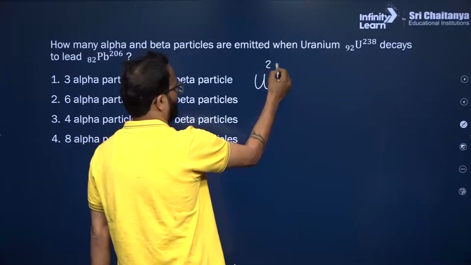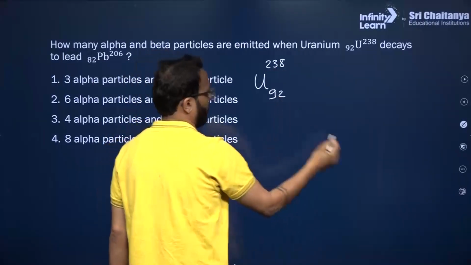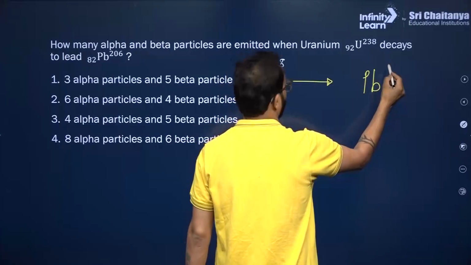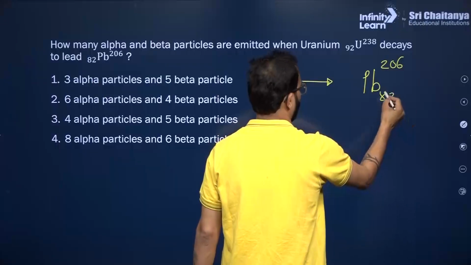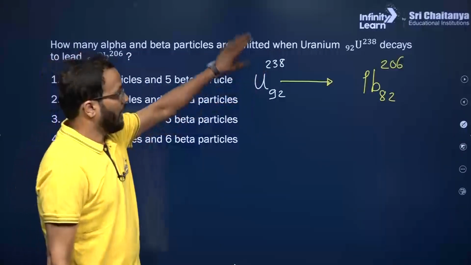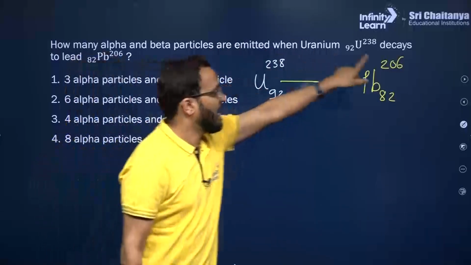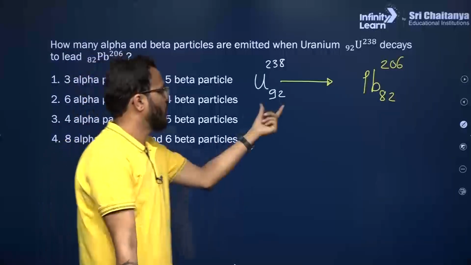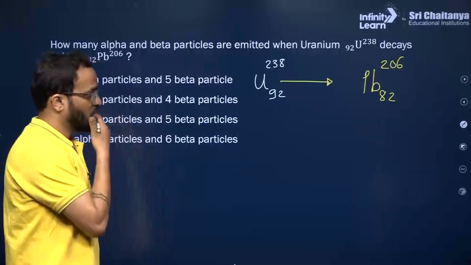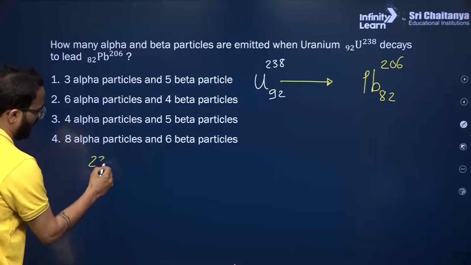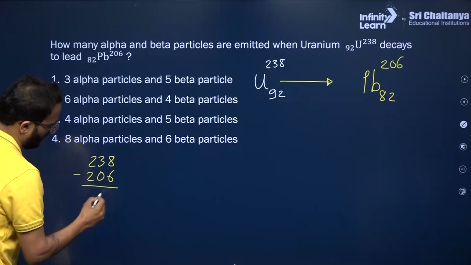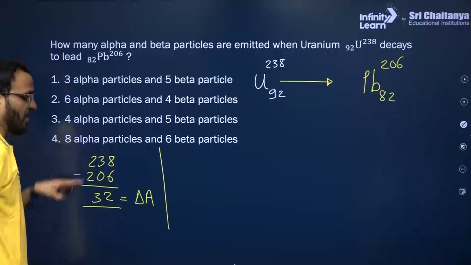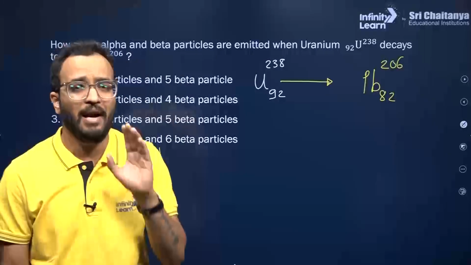Now this is very interesting. See, U 238, 92 gets converted to lead 206, 82. Now the atomic mass A can be changed only by the emission of alpha particle. By the emission of beta particle, we can change only the value of Z. So technically, 238 minus 206 is how much? 32. That means this is equals to delta A, right? So delta A is brought with the emission of alpha particle only.